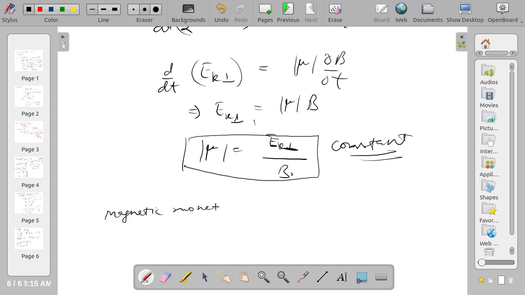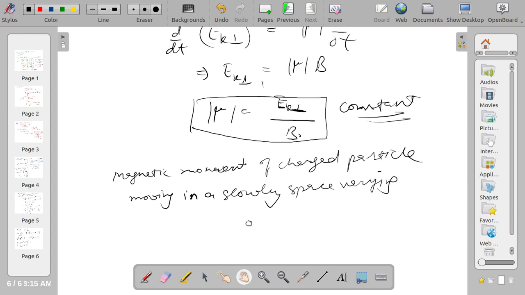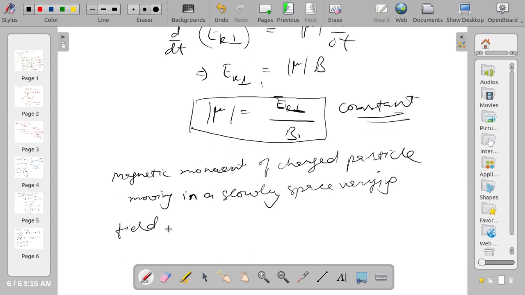So thus what we are concluding is that the magnetic moment of a charged particle moving in a slowly varying field is an adiabatic invariant.